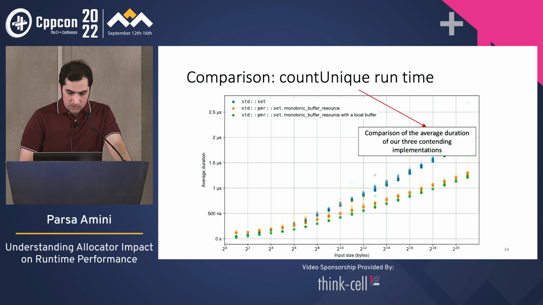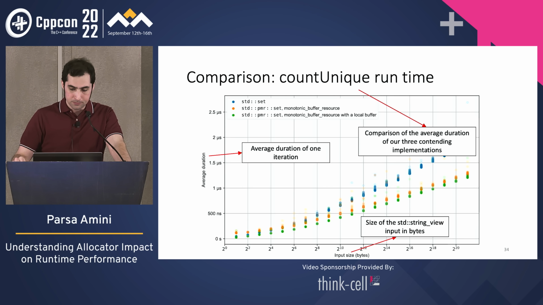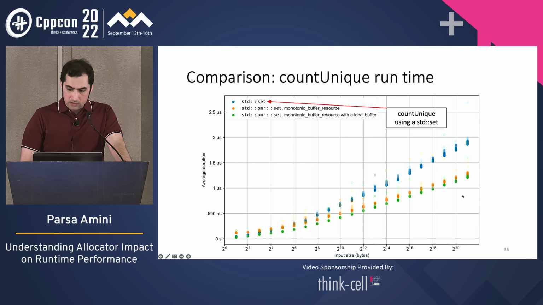Then what you see in this graph is the comparison of the average durations of the three contending implementations. The y-axis shows the average duration of the iterations. The x-axis shows the size of the string view that was passed in to the function. And notice that the x-axis is logarithmic, base 2. We doubled the size of what we passed to the string view. And our contenders are listed over there.